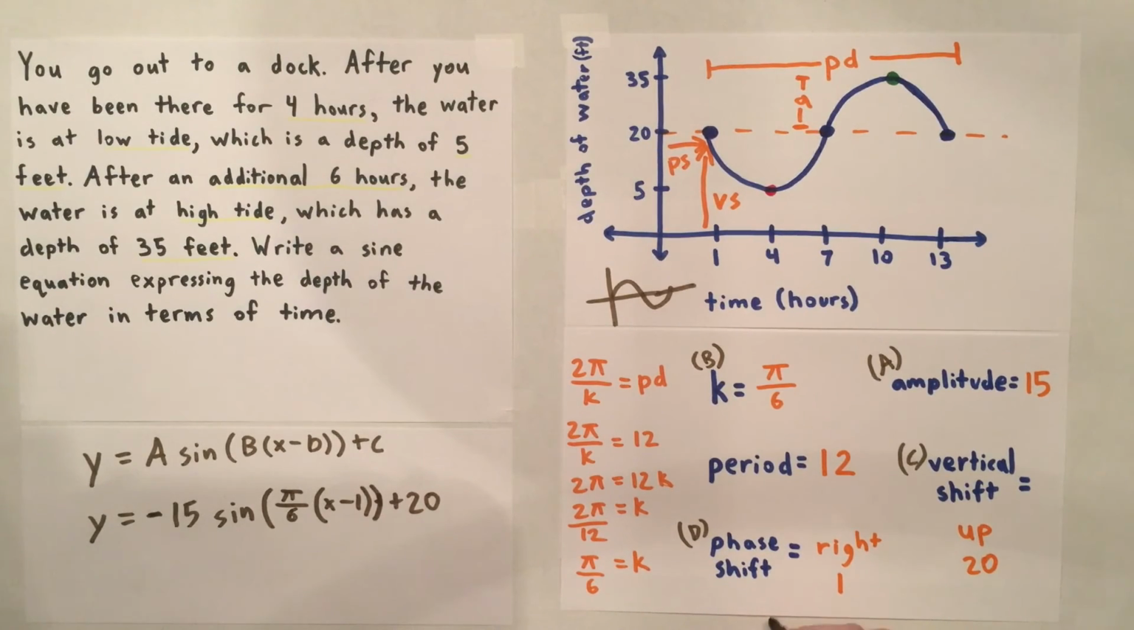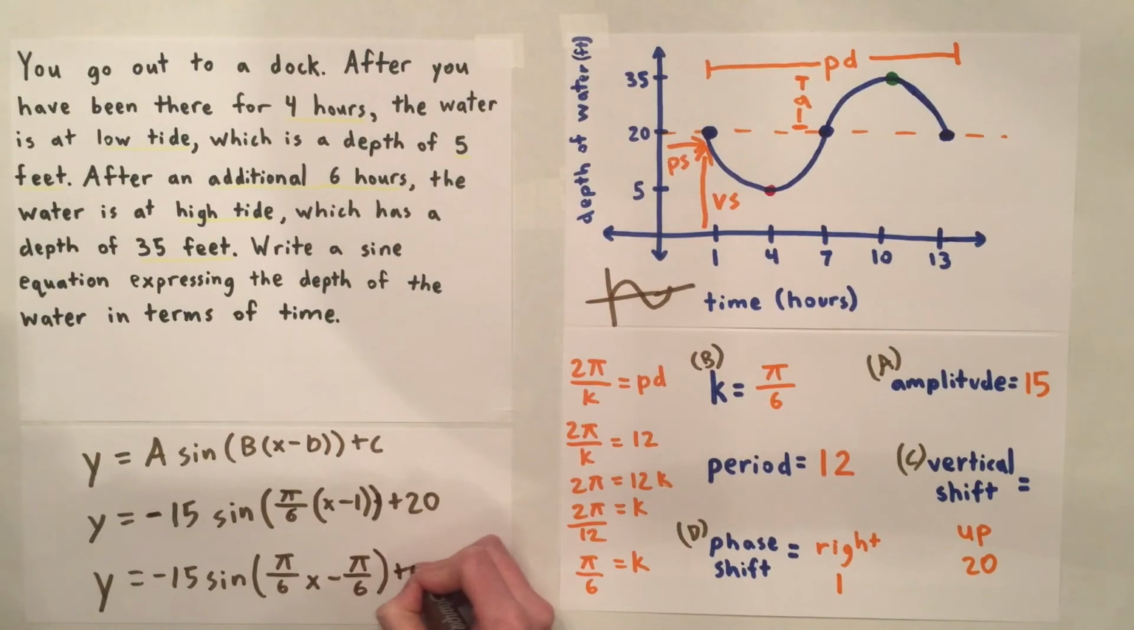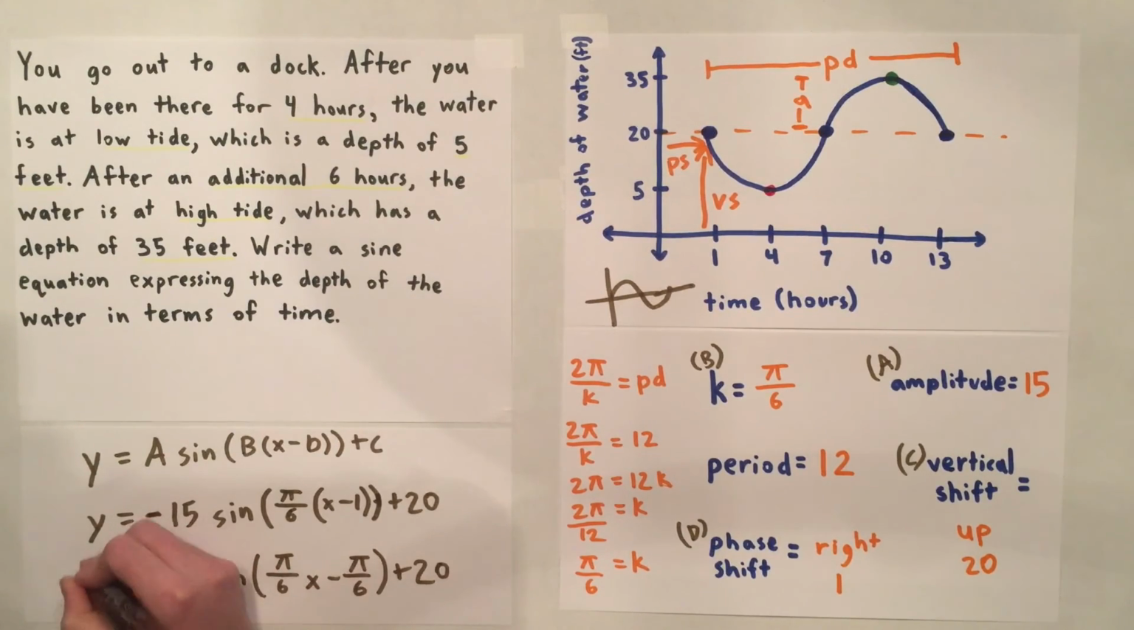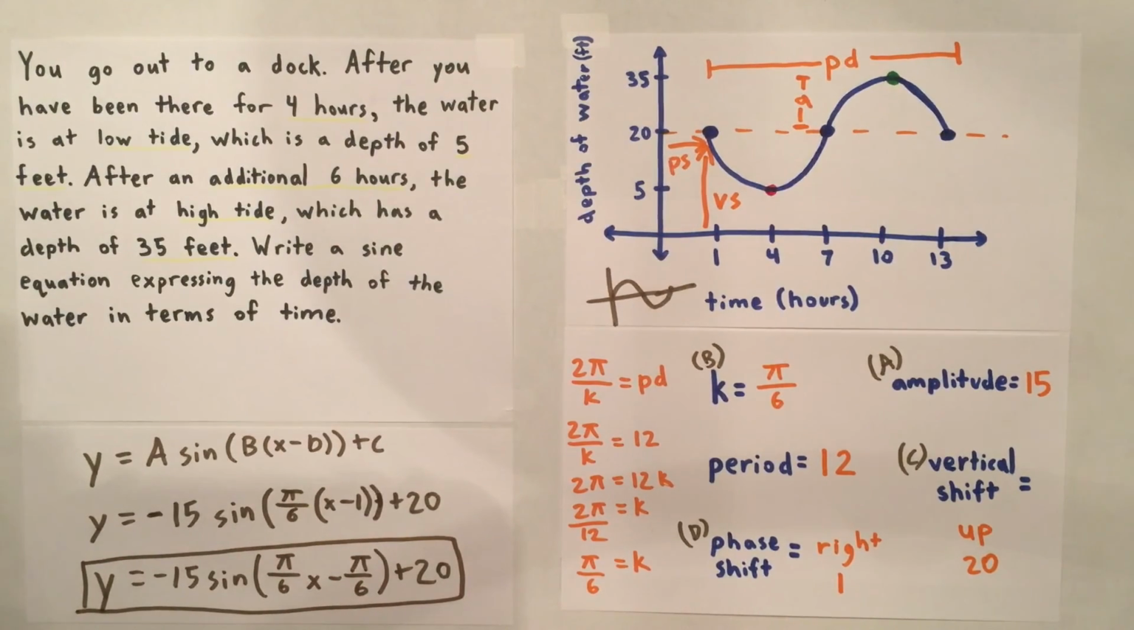And you can go ahead and multiply this out a little if you'd like, and you get y is equal to negative 15 sine of pi over 6 x minus pi over 6 plus 20. And now we are done, because we have found a sine equation that models this situation in this problem, expressing the depth of water in terms of time.